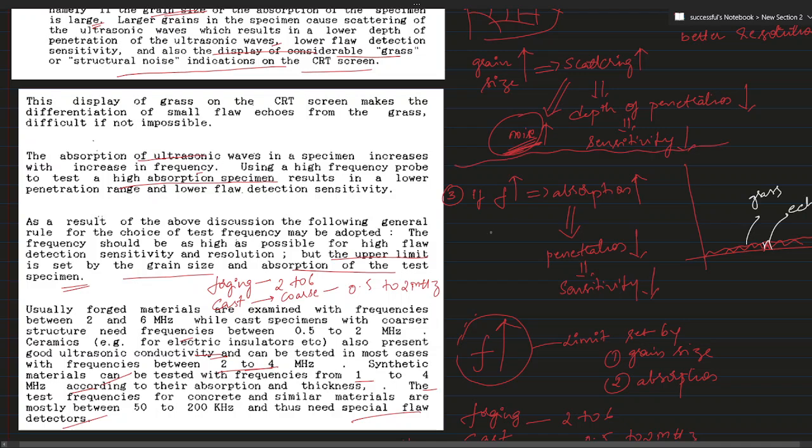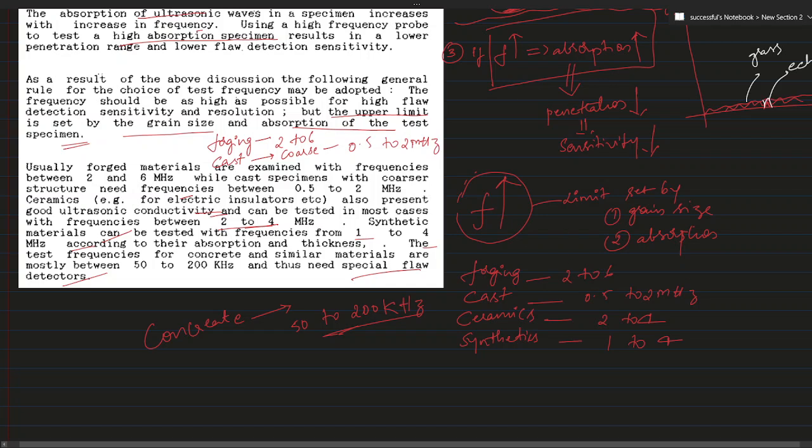Okay, now the third consideration. You see that this relation you need to remember. If frequency increases, absorption increases. If absorption increases, then penetration decreases. If penetration is decreasing, sensitivity decreases. Okay, so now you see one thing, the smallest flaw requirement is demanding higher frequency, but the remaining factors, that is crystalline structure and absorption, are demanding low frequency. So you need to balance between these two things.